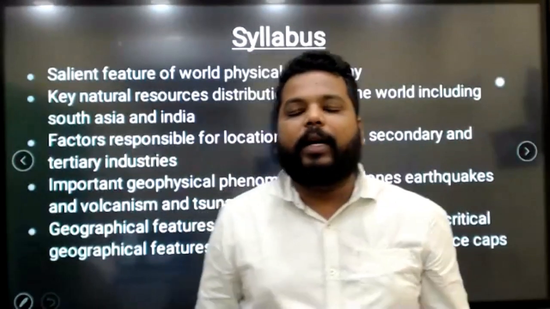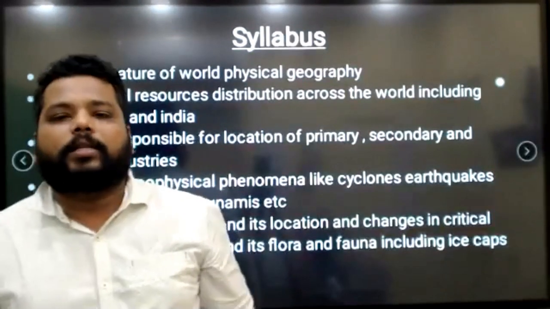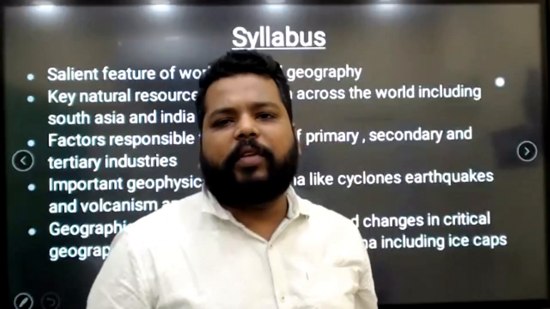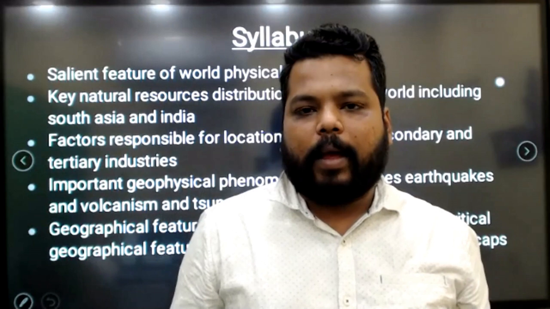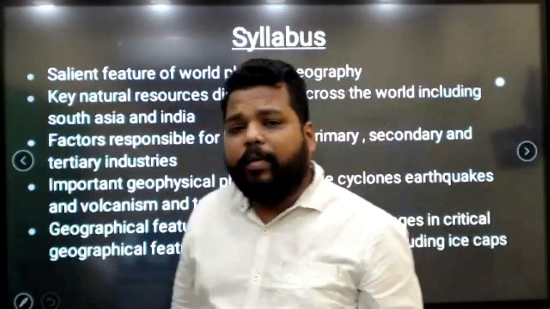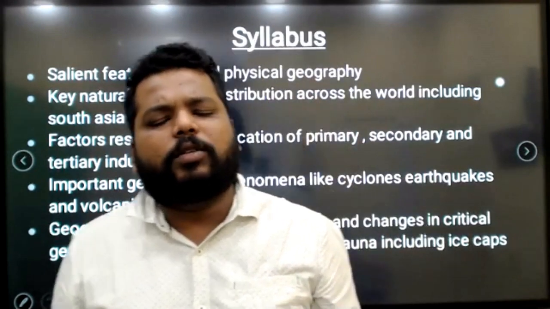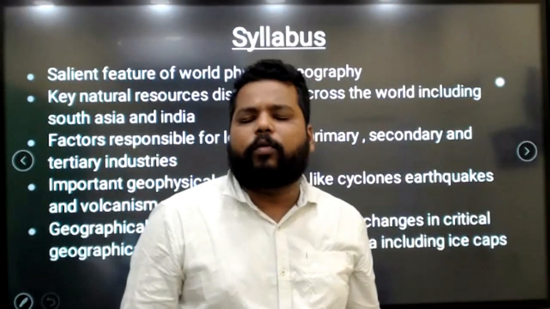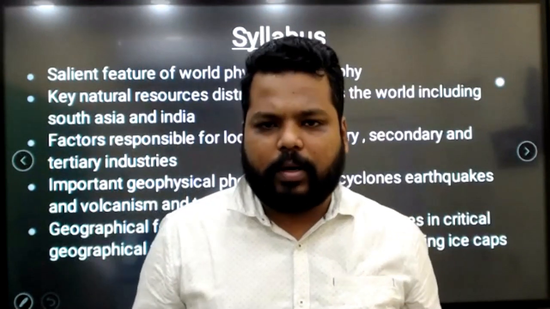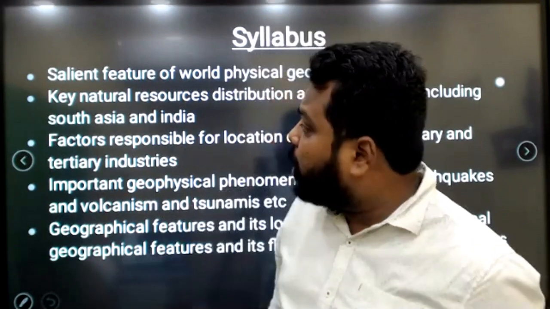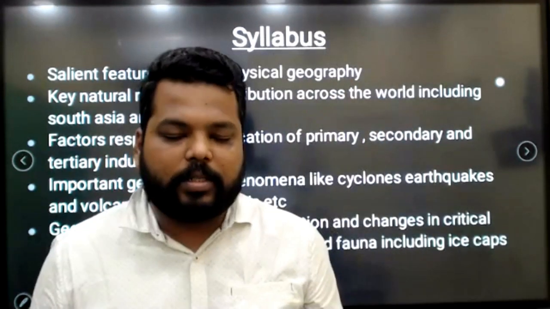For example, if we are reading about iron ore distribution, we will try to locate important significant areas of iron ore distribution across the world. But while reading in India, we will see the entire iron ore distribution in India. Across the world, there is no necessity that we read every corner of iron ore. No one will ask, explain the iron ore distribution across the world.